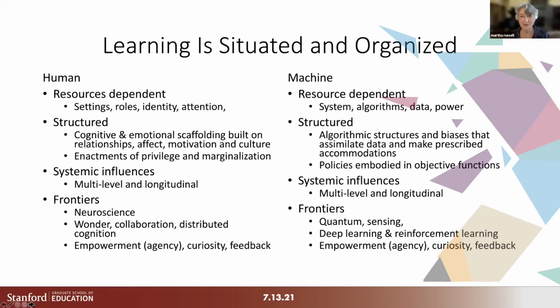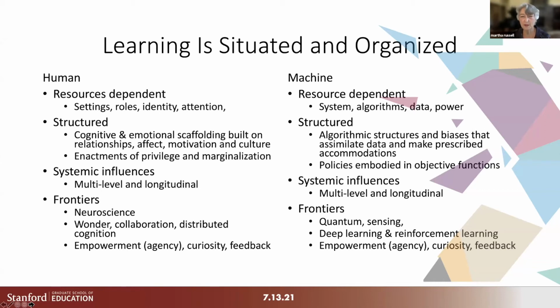Human machine learning is blossoming under the new studies of neuroscience. And at the individual level, each individual's ability to wonder about the world, to collaborate with others, and to work in a distributed cognition, work with information technologies in order to accomplish distributed cognition, is very exciting. Machine learning is blossoming under the new developments of sensing that allow much more and different types of feedback, under faster and more powerful computing, under new developments in deep learning and in reinforcement learning.